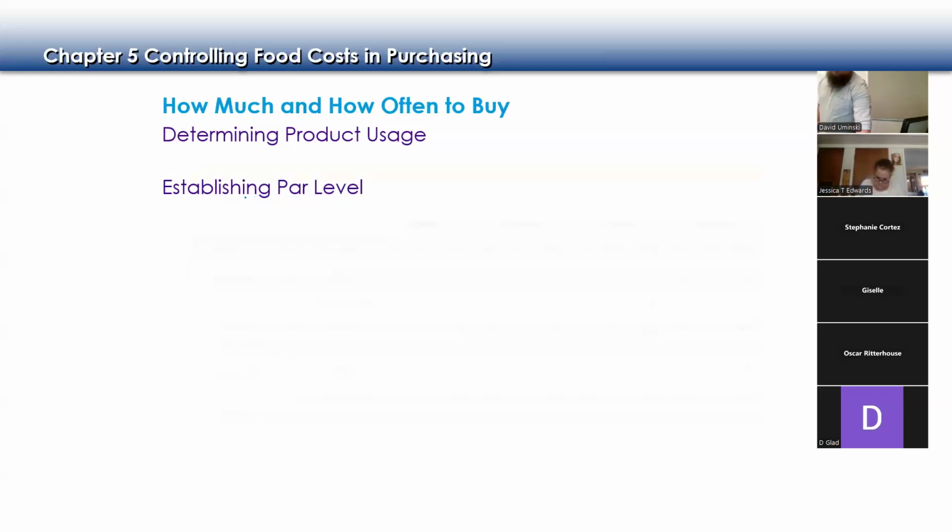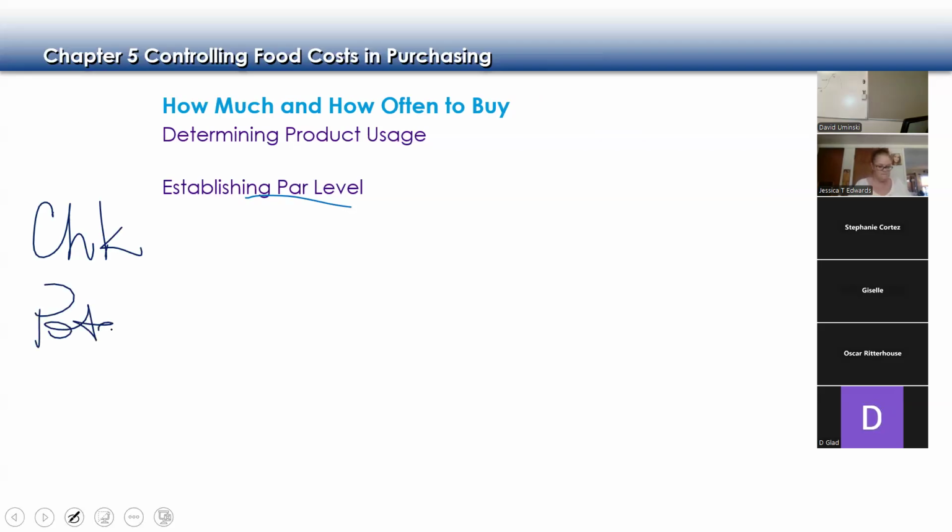Okay, so let's take a look at calculating our par. Let's flip your page over. We have 3 different items. We have chicken. What's the other one? Potatoes, and Bud Light.